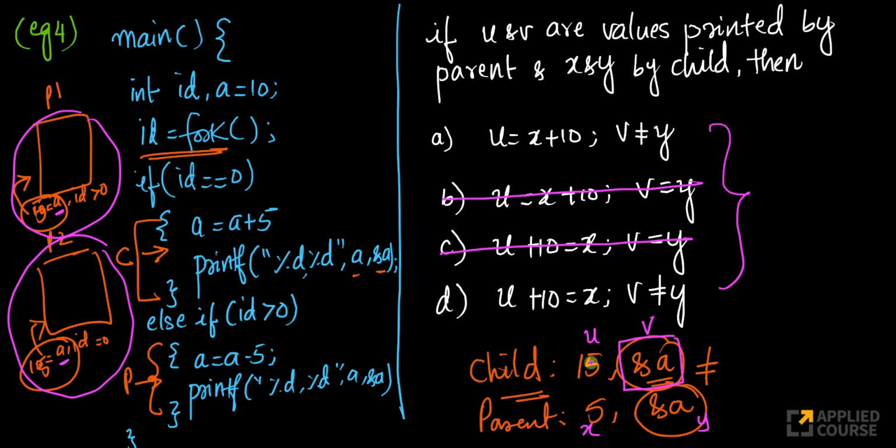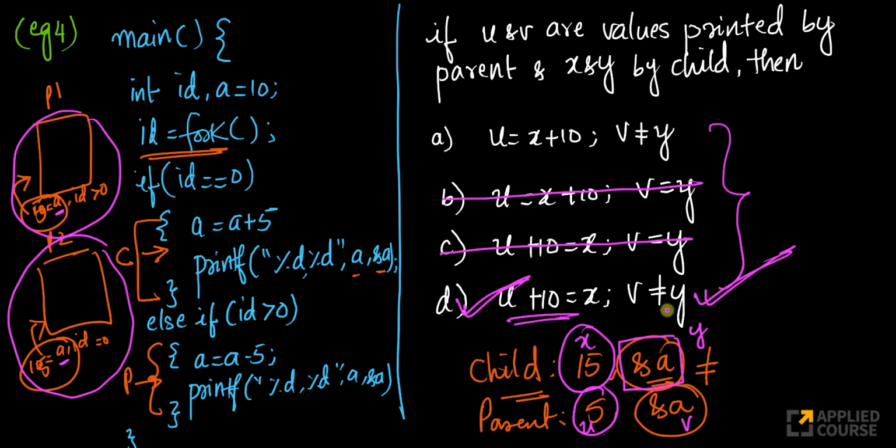Now let's look at this. What about U and X? Sorry, I need to change this. U and V are printed by the parent. The child prints X and Y. So now what does it say? U plus 10, 5 plus 10 equals X. This condition is true. This condition is not true. My parent is printing 5 and my child is printing 15. That's what it says. So U plus 10 equals X. So option D is the right option.